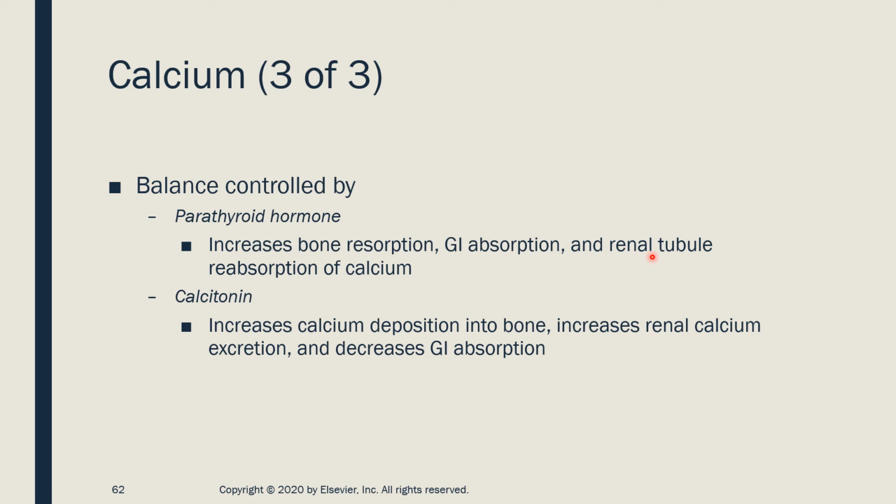While if the calcium level in our body is too high, what's going to happen? Calcitonin will be released, and it will increase the deposit of calcium into the bone, and it increases renal excretion of calcium and decreases GI absorption. So as you can see here, our body is magical, it does this to make sure that everything is within normal range.